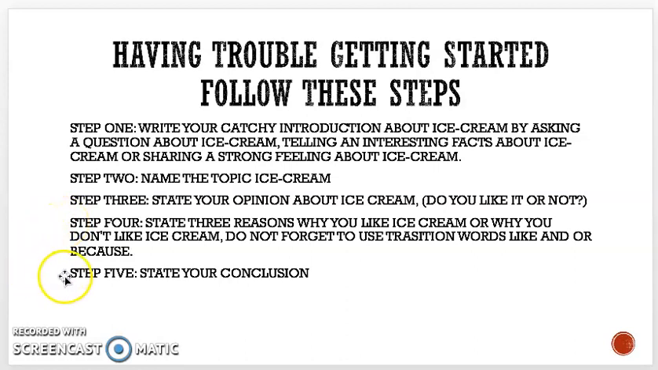And then once you're done with that, you go to step 5, which is stating your conclusion. This can be whether you rate the ice cream. This is why I give ice cream 5 stars. Or you're just going to restate your opinion. This is why I love ice cream so much. Or this is why I do not like ice cream. Boys and girls, make sure you all have your conclusion sentence in your writing. Do not skip step 5. It is very, very important.